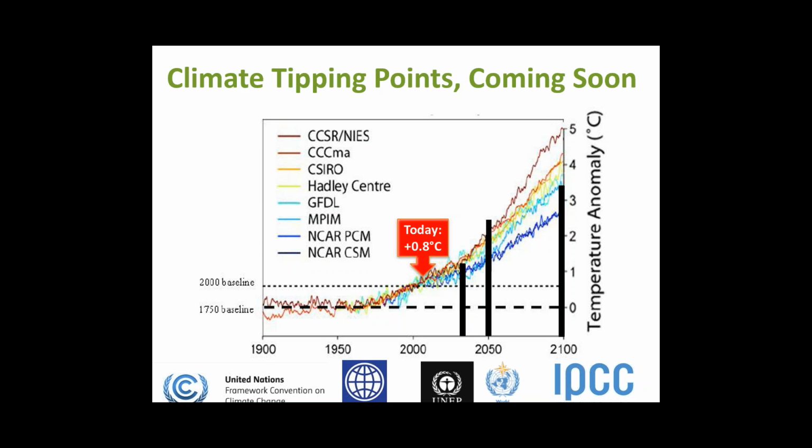And in fact, the international and scientific community have predicted that there are several climate tipping points coming soon over the next few decades. And specifically, they predicted 3 of these climate tipping points. The first will be reached in 2035 when the global mean temperature passes 1.5 degrees Celsius. That's the 1.5 degrees Celsius tipping point. The second is the 2 degrees Celsius tipping point, which will pass in about 2050. And the third is the 4 degrees Celsius tipping point, which will pass in about 2100. Now, each of these have increasingly irreversible climate impacts.